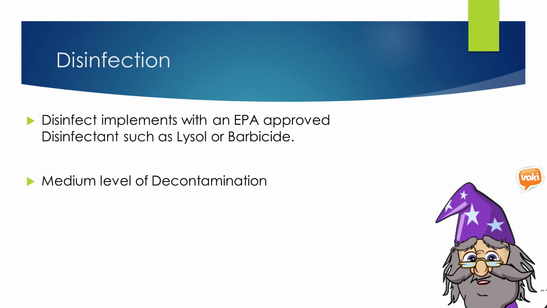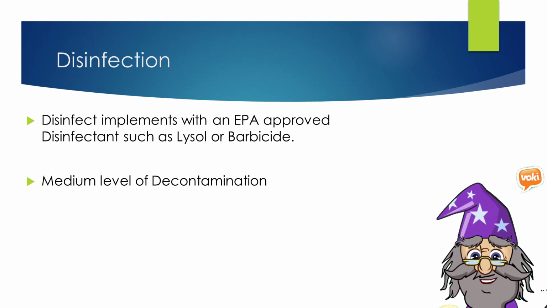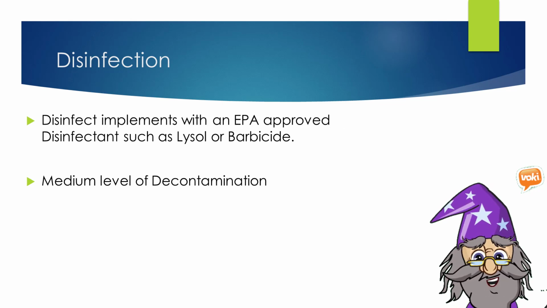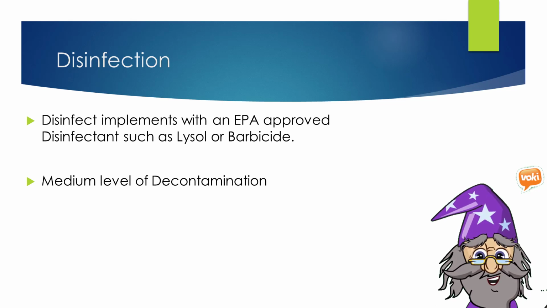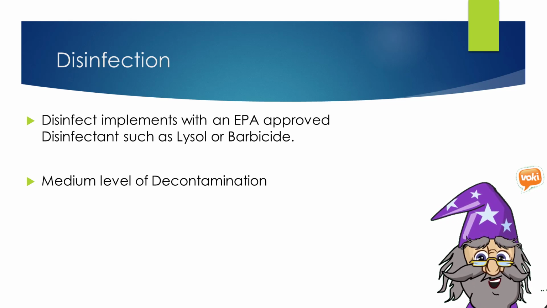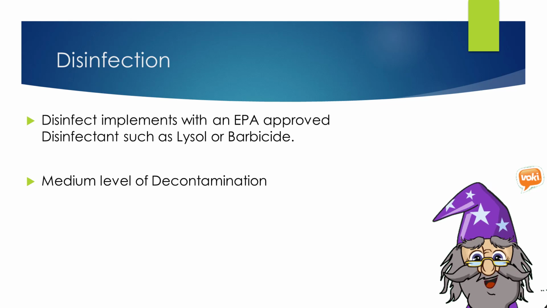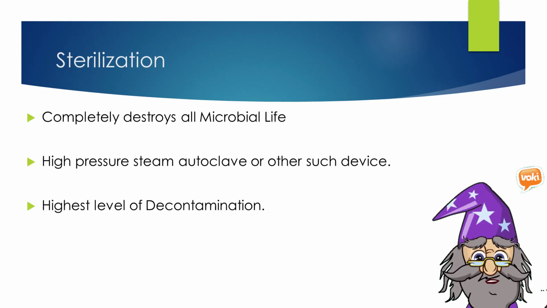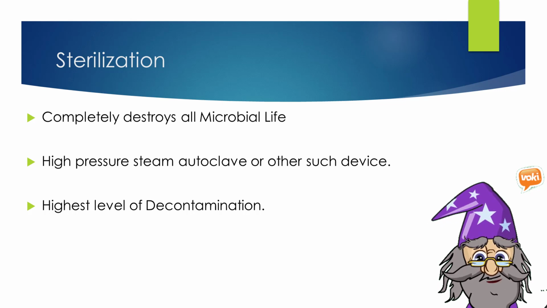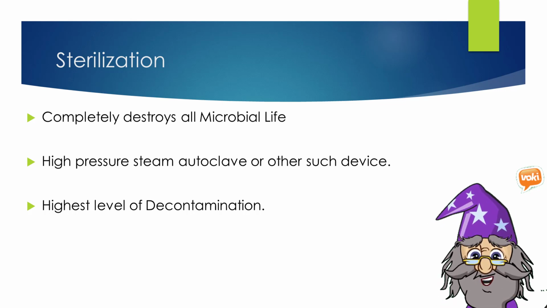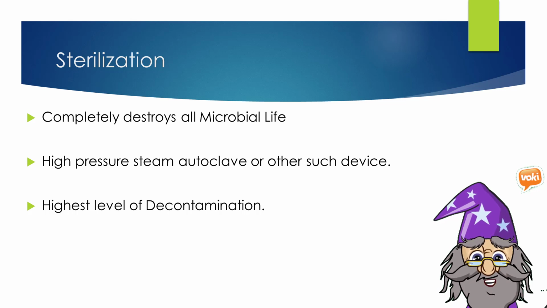Disinfection is a mid-level decontamination method. Disinfection removes about 75 to 95% of germs. Disinfection uses chemicals such as barbicide to disinfect combs and brushes, or using Lysol spray or Clorox wipes to disinfect your work area. Sterilization is the highest level of decontamination. Sterilization removes 100% of germs and microbes. Sterilization uses an autoclave to produce high-pressured, wet, heat, or steam, to sterilize tools for a determined length of time.